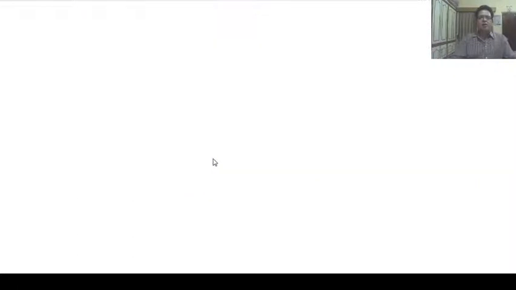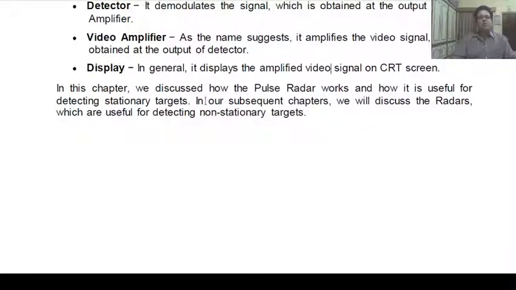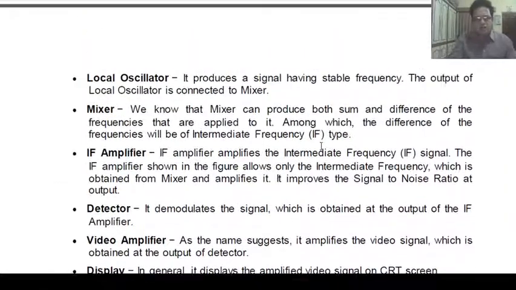Okay, so in this chapter we discussed how the pulse radar works and how it is useful for detecting stationary targets. In our subsequent chapters we will discuss radars which are useful for detecting non-stationary targets. This is not in our syllabus. We just go for the radar range equation after that.